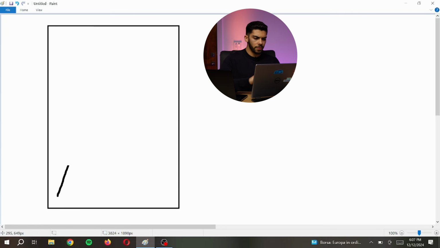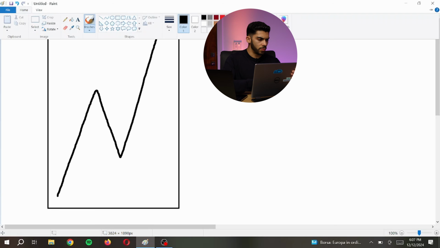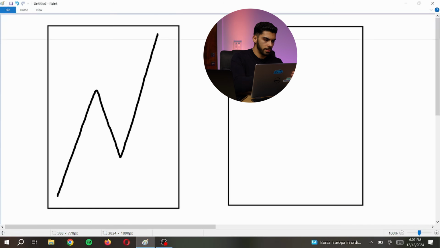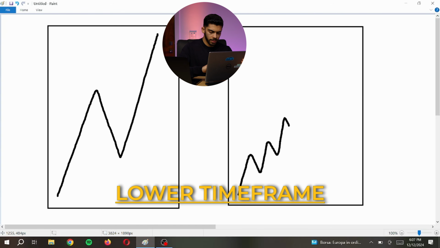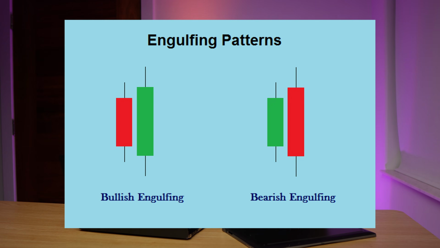Specifically, we're going to be looking at the higher time frame trend. Right here on the left side is what the higher time frame would look like, and here on the right side, this is how the smaller time frame is going to look. So what this means is that we need to look for pullbacks and confirmations on the smaller time frames in alignment with the higher time frame, and looking for an engulfing candlestick.